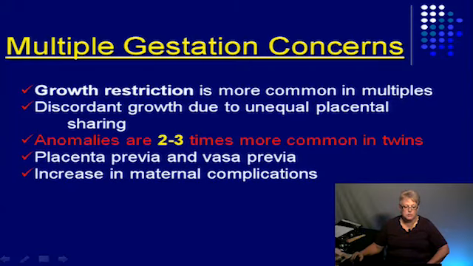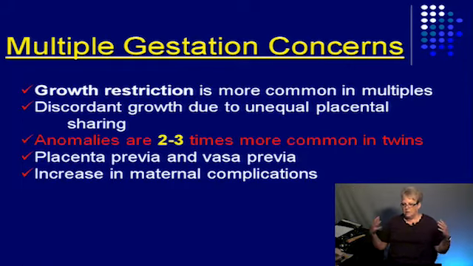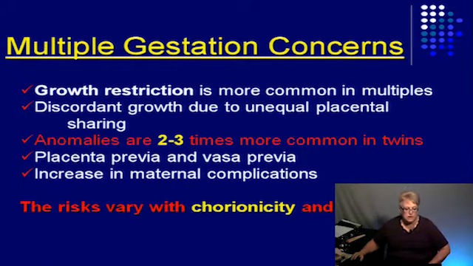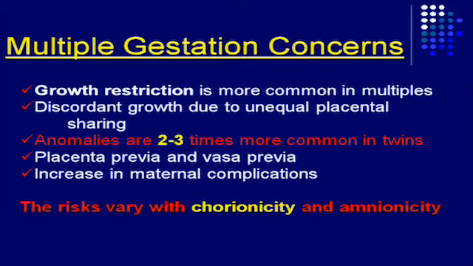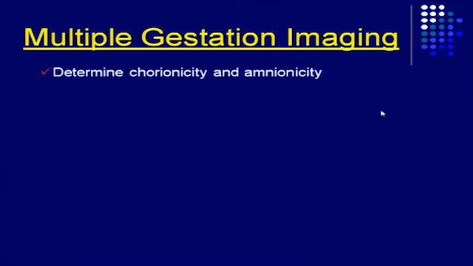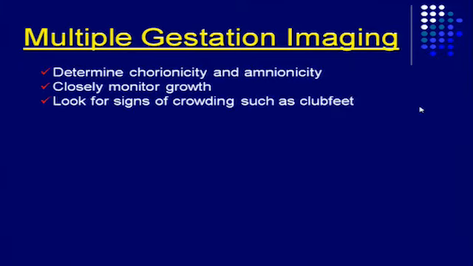More babies you have, it really increases your risk for this. And then the increase in maternal complications. I mean, there's only so much room at the end. The more babies you have in there, the greater and the earlier you're going to have complications. So the risk varies with chorionicity and amnionicity. So for multiple gestation imaging, we're going to determine the chorionicity, closely monitor for growth, look for signs of crowding, such as clubfoot. Sometimes, if they have decreased fluid, you even get the little smushing of the face, abnormal posturing of the hands, all because of the crowding.